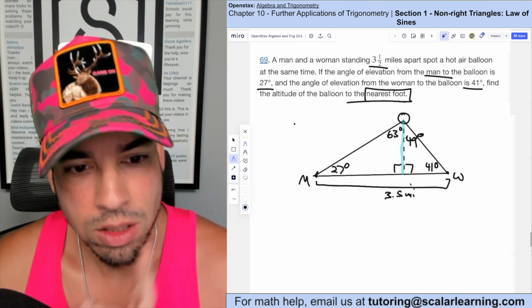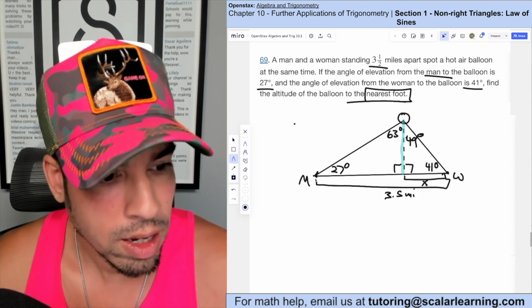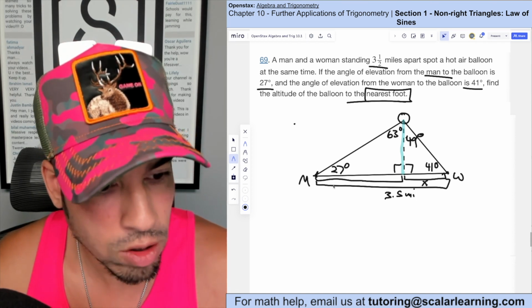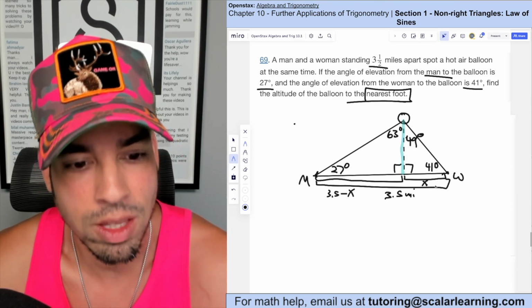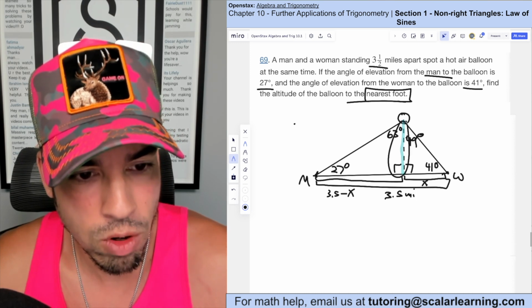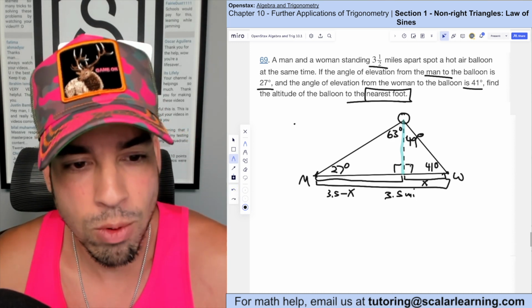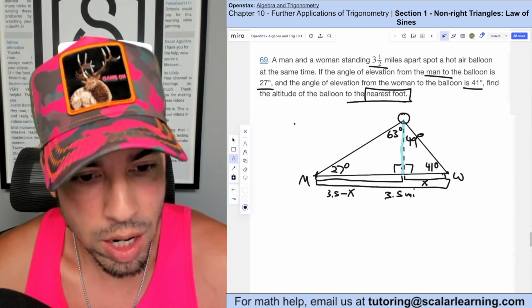Now I can do something else that's kind of interesting. I can call this side x, okay? And I can call this other side here y, but I could also call it 3.5 minus x, right? Because the entire thing is 3.5. All right, now I can make some equations here involving this middle side that we're trying to solve for. And I can use standard sine. I don't even have to use law of sines here because we have right triangles.